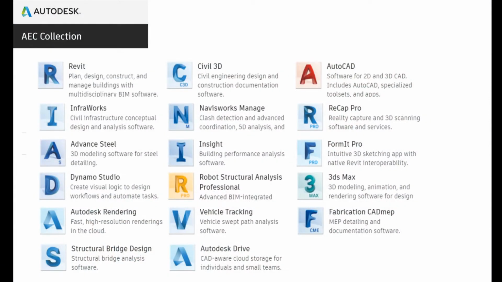So the AEC collection is a collection of different software products that include Revit, Civil 3D, AutoCAD, InfraWorks, Navisworks Manage, ReCap Pro, Advanced Steel, Insight Analysis, FormIt Pro, 3ds Max, Robot Structural Analysis, Dynamo Studio, Autodesk Rendering, Vehicle Tracking, Fabrication CADmep, Structural Bridge Design, and access to Autodesk Drive. Now you might say, as an architect, you don't need to access all of these products, but in fact when you look at the monetary value, if you're looking at buying multiple products, the AEC collection can in most cases work out at better value.